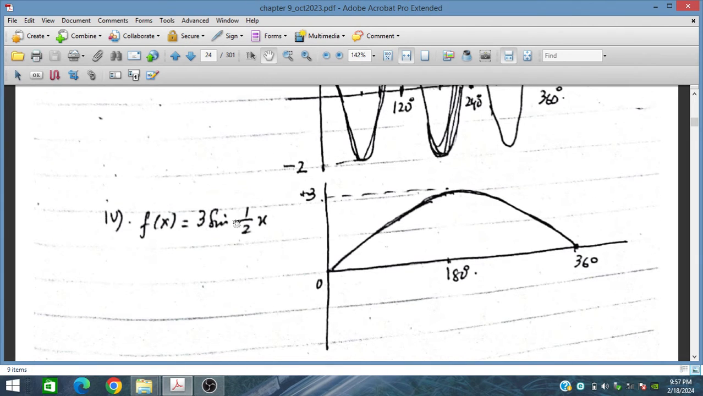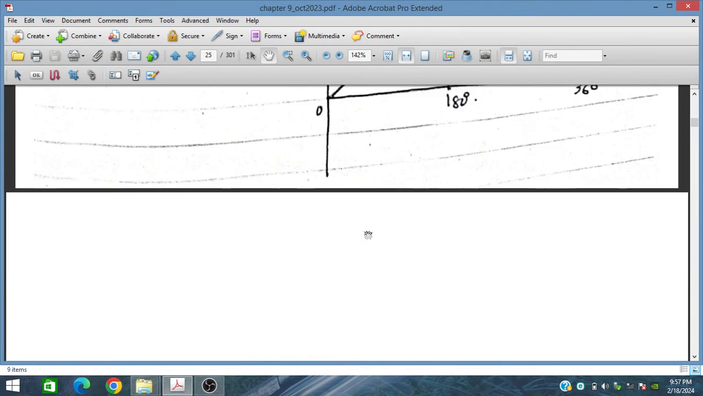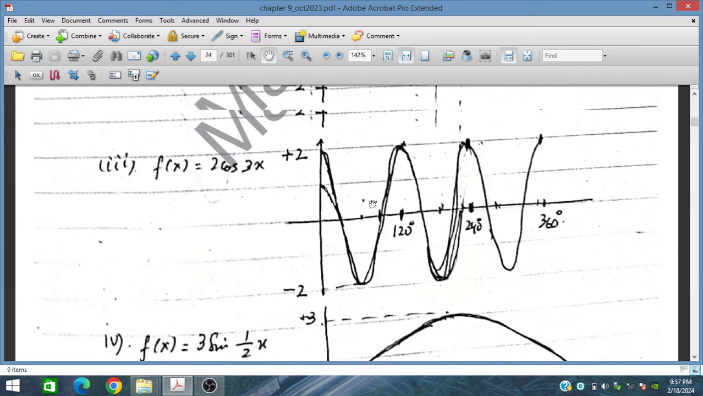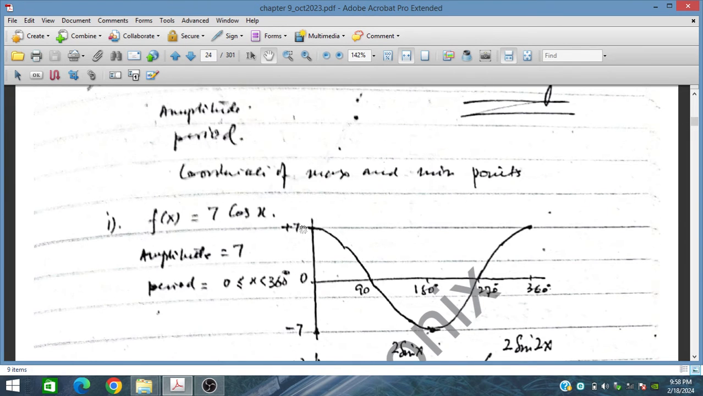Similarly, for 3 sine half x, for half x, 360 degrees is not a complete period, so it goes to 720 degrees. So the period of this function is 720 degrees, which is 360 multiplied by 2, because it is not completed here. The maximum value of sine is 1, so the amplitude is 3. So actually, let's plot this part, 7 cos x.